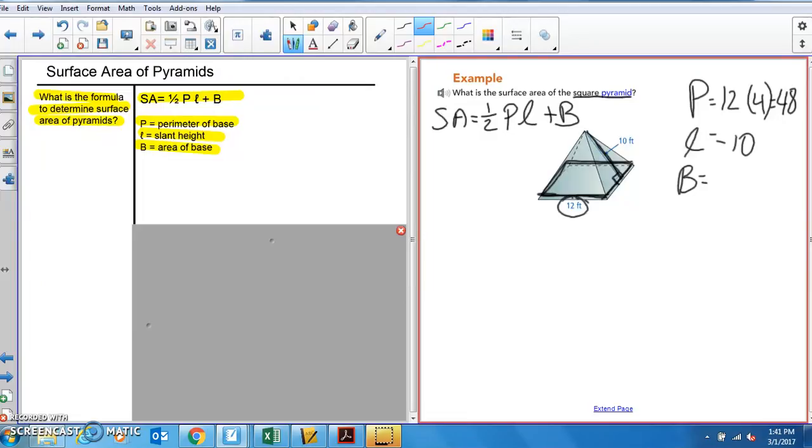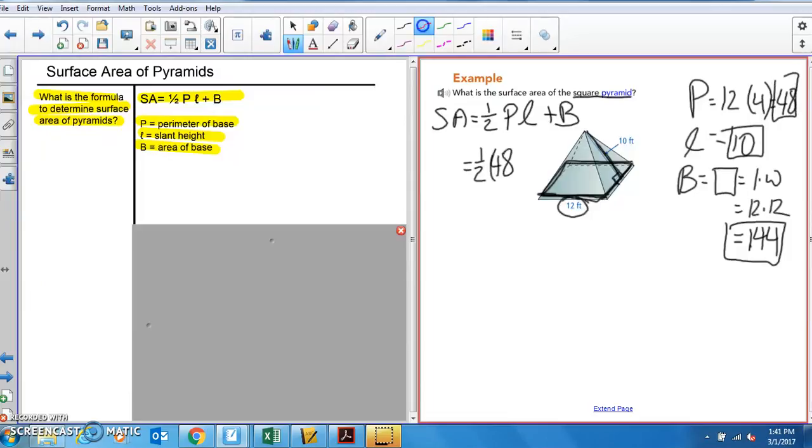And our uppercase B is the area of the base. So our area is length times width. Since it's a square, we have 12 times 12, which is 144. So I'm going to take all this information, area of the base, the cursive L, the perimeter, and substitute in. So we have 1/2 times 48 times 10 plus 144. And I'm going to rewrite that so that you can see it a little bit better. So we have 1/2 times 48 times 10 plus 144.